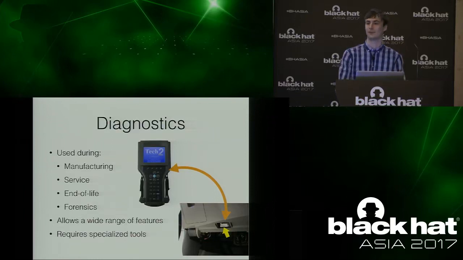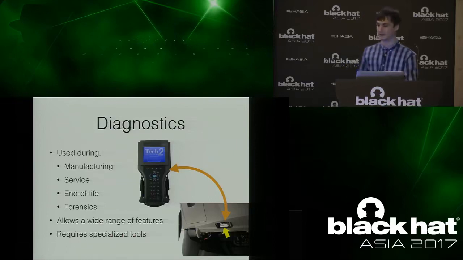And for forensics, so most vehicles nowadays actually have a black box inside. It's recording data all the time. If you crash the car, then there will be some data potentially stored in there, and you would access that data via the diagnostics interfaces. So it allows a wide range of features, a ton of stuff, but it requires specialized tools.